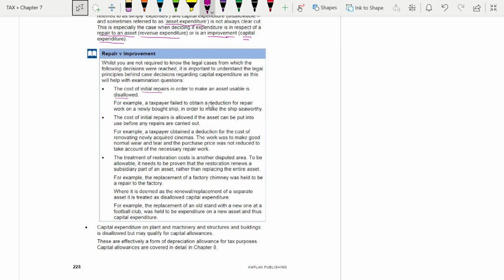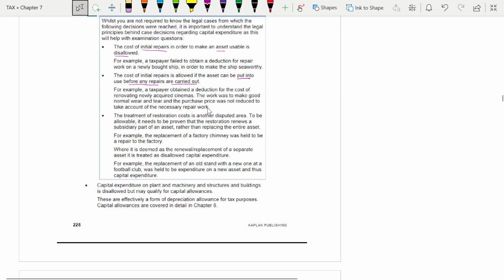The cost of initial repairs to make the asset usable is disallowed. But the cost of repairs is allowed if the asset has been put into use before any repairs are carried out. Once the asset has been used, it is going to be part of the trading. The moment you use it, it will be a revenue expense. Before you are using it, it is going to be capital.